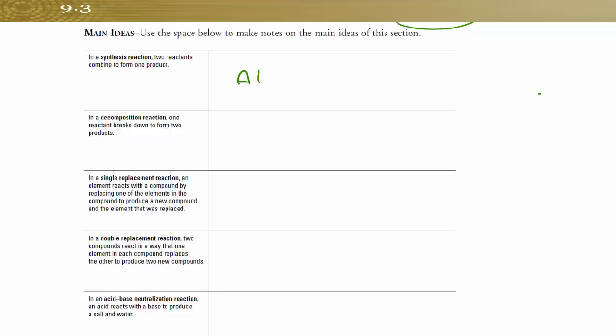Let's say we have the metal aluminum, and we react it with sulfur to form, and again, this is where you want to get really fancy. What if I didn't even tell you what the product is? You can tell this is A plus B gives AB, right? It's going to be synthesis. So aluminum plus sulfur is going to be Al2S3. And again, you can't just put AlS because you have to look at the charges of sulfur and aluminum.